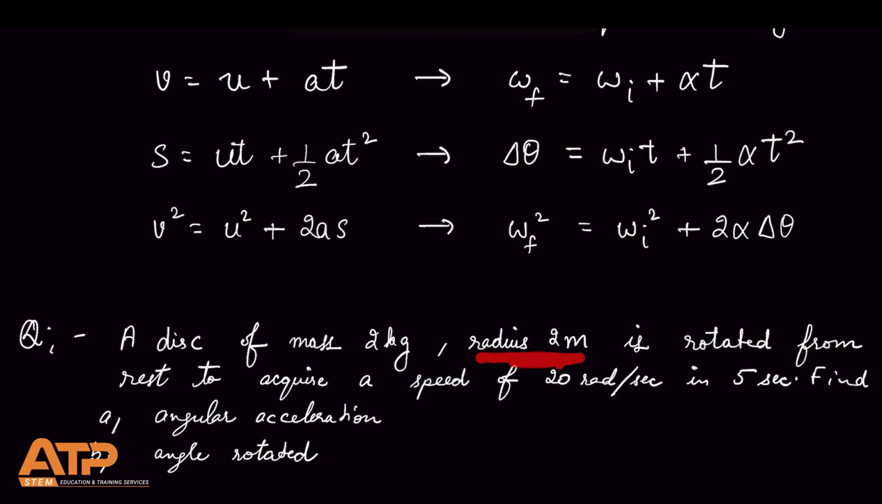Radius is 2 meters. Okay, fine. That is also of no use because we are only dealing with angular variables. If at any point they ask us to convert this into a linear variable, then we might use radius. Not as of now.